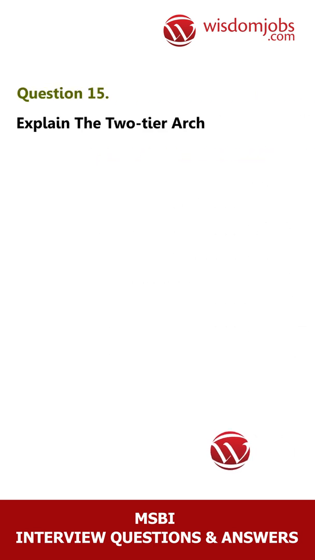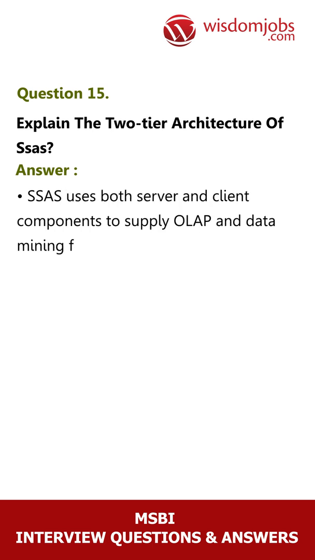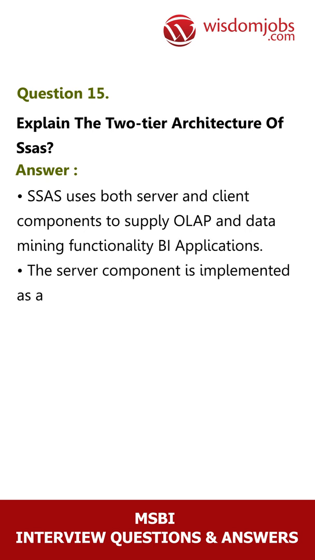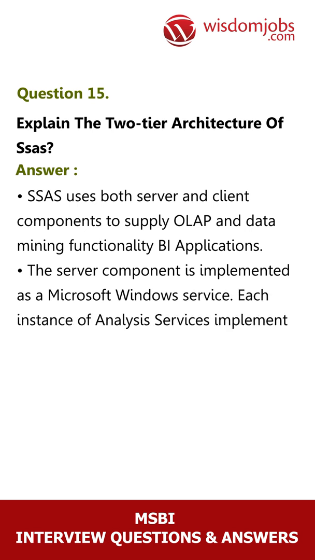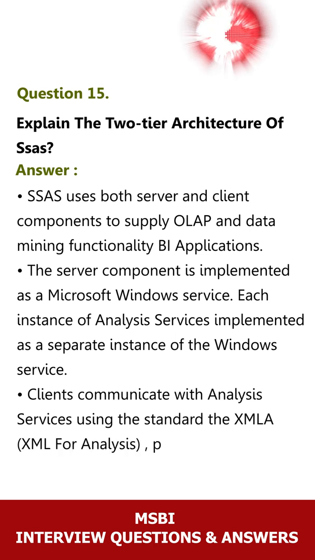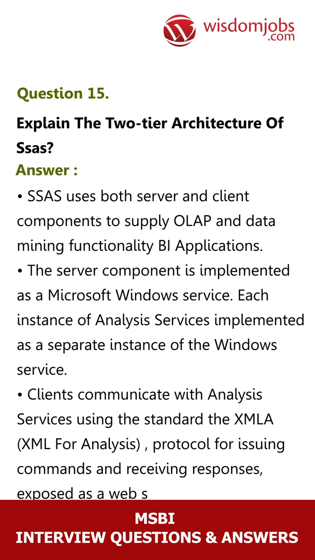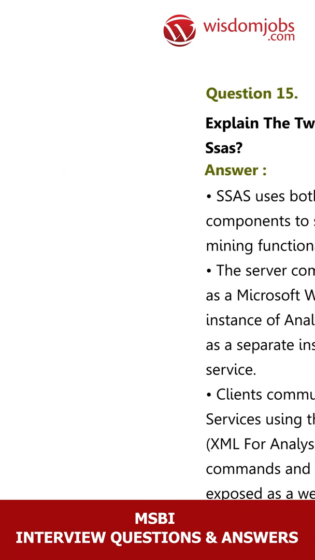Question 15. Explain the two-tier architecture of SSAS. Answer. SSAS uses both server and client components to supply OLAP and data mining functionality to applications. The server component is implemented as a Microsoft Windows service. Each instance of Analysis Services is implemented as a separate instance of the Windows service. Clients communicate with Analysis Services using the standard XML for Analysis protocol for issuing commands and receiving responses, exposed as a web service.